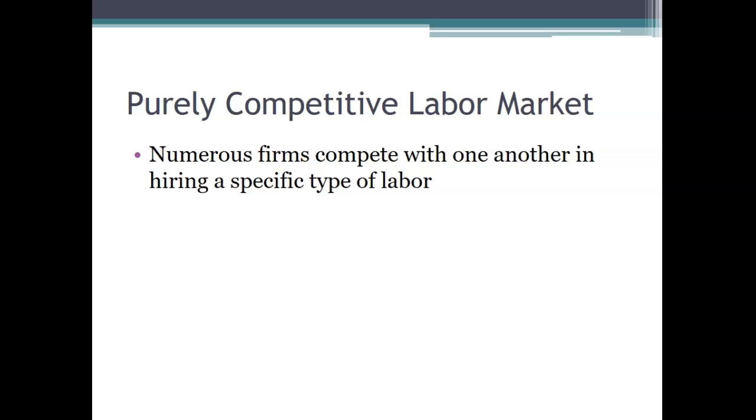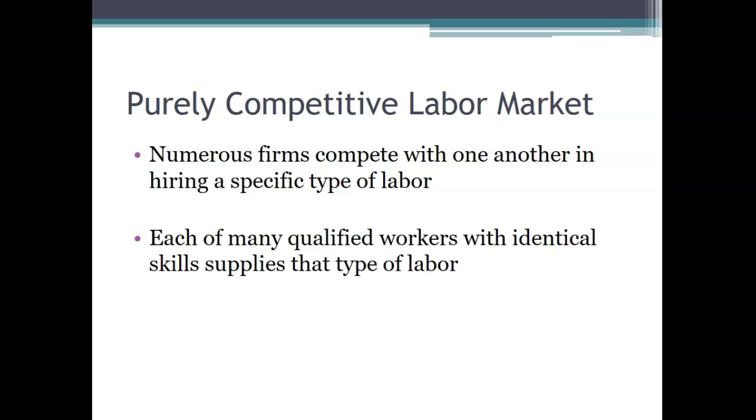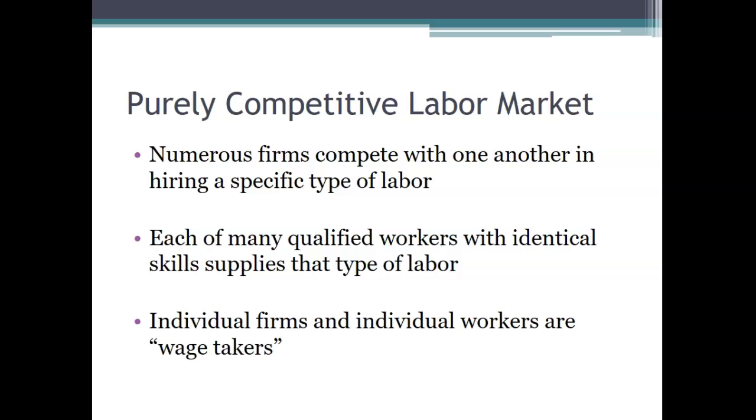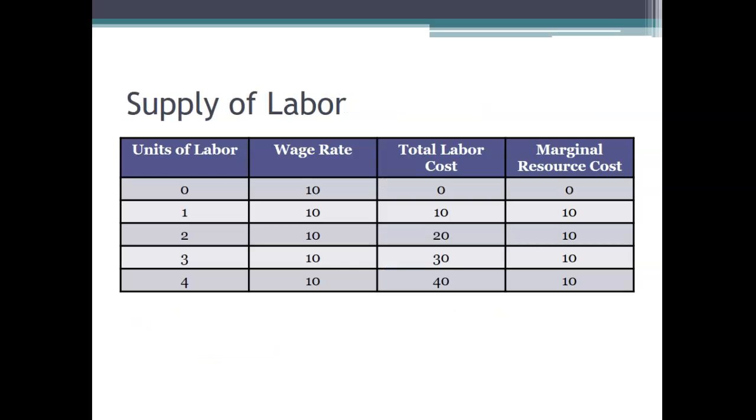So pure competition in the labor market. Numerous firms are competing with one another to hire a specific type of labor. So there's a large amount of demand. There's a large number of qualified workers, and for perfect competition, we'll assume that they have identical skill sets and availability with whatever that type of labor is. And just like before, we had the price takers and price receivers. Now, these individual workers are going to be wage takers and wage receivers.